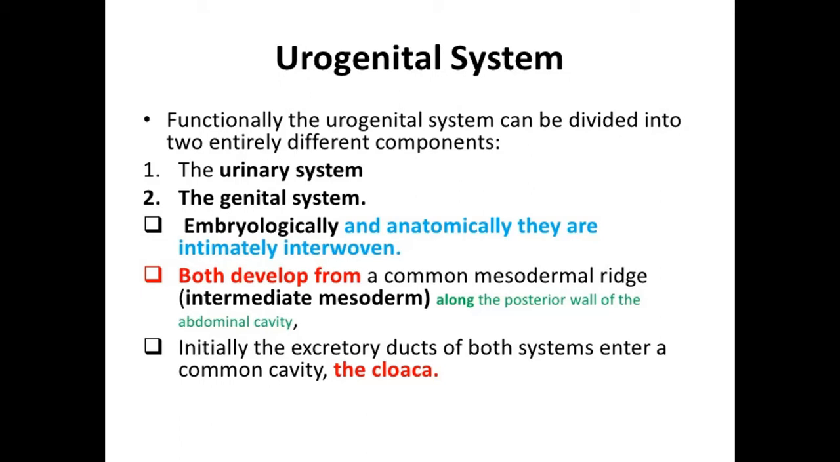The first common point is that both systems, the urinary and genital systems, develop from the same part of the three germ layers, that is the mesoderm. The intermediate mesoderm is the part from which both systems develop, and we will see where it is located. And initially during development, the ducts of both systems enter into a common cavity, the cloaca.